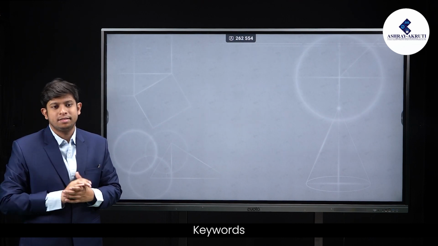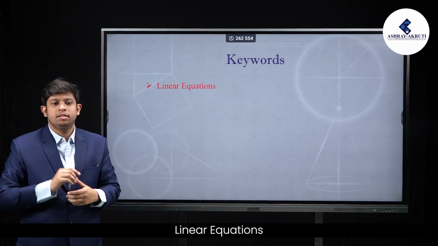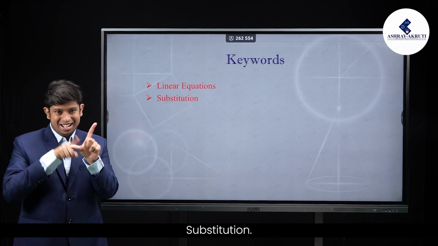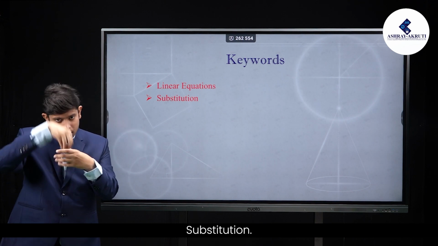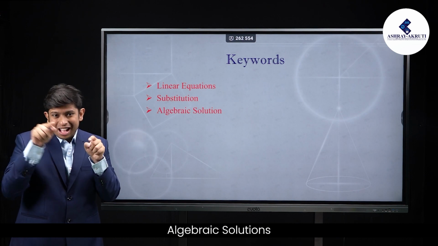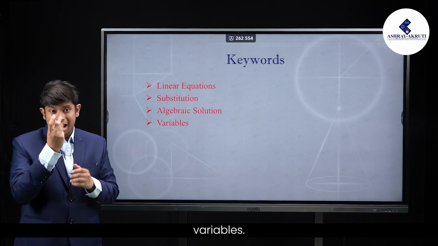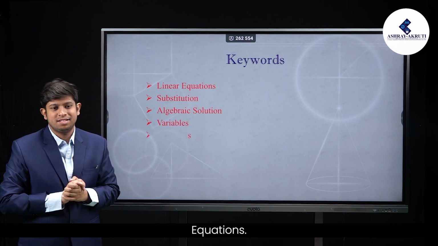Keywords: linear equations, substitution, algebraic solutions, variables, equations.